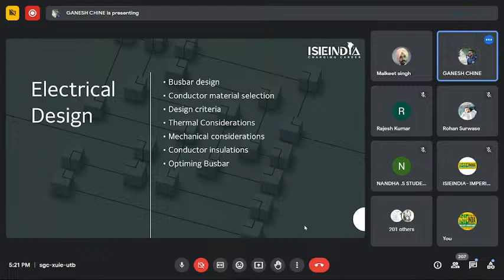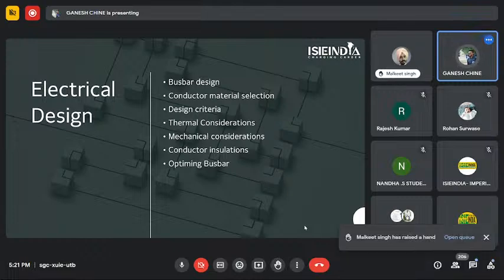First we go on with the bus bar design. Why is the bus bar design more important? Bus bar design is more important because if the bus bar is improperly designed, at that time we face a lot of challenges.